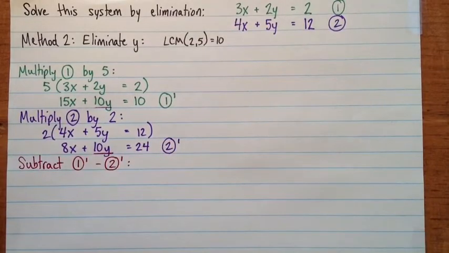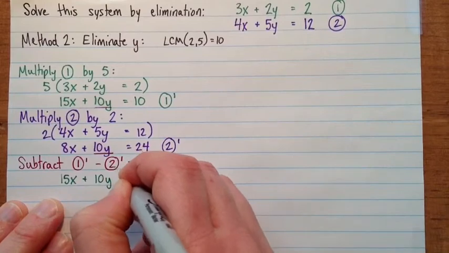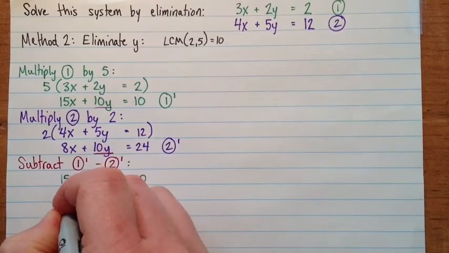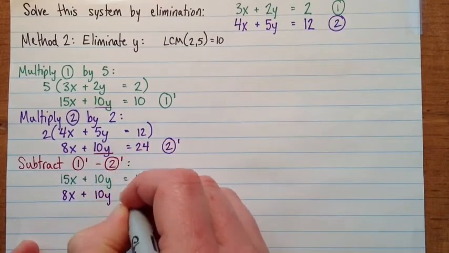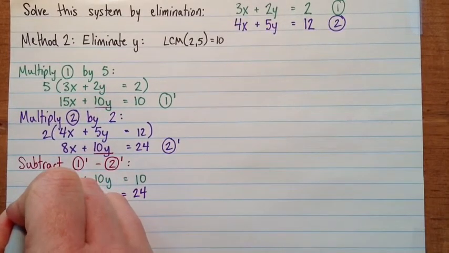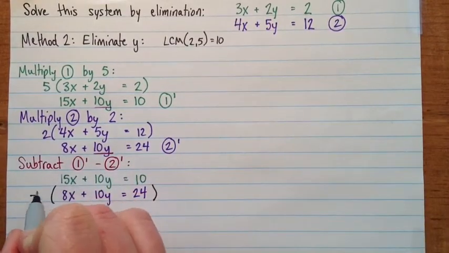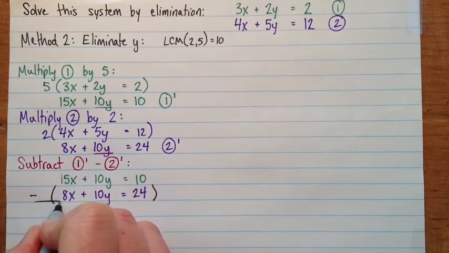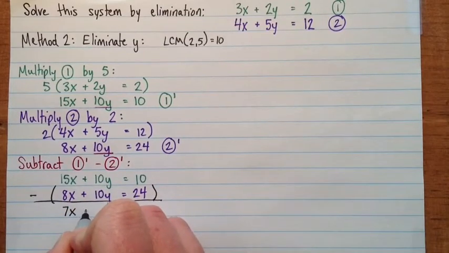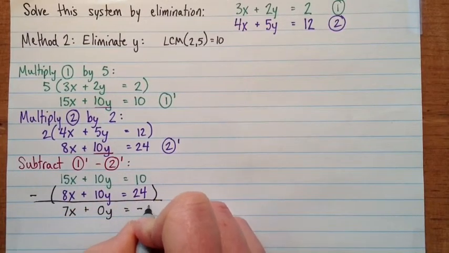So 1 prime was 15x plus 10y equals 10. And then we're subtracting 2 prime, which was 8x plus 10y equals 24. And remember, as you do this, you show that you're subtracting, and you put the whole thing in brackets. So you have to subtract every term. So here we've got 15x minus 8x. This is equal to 7x. 10y minus 10y is 0y. And then 10 minus 24 is negative 14.